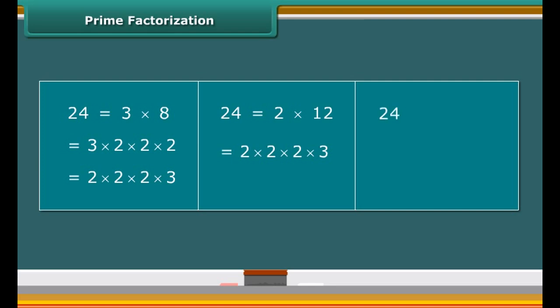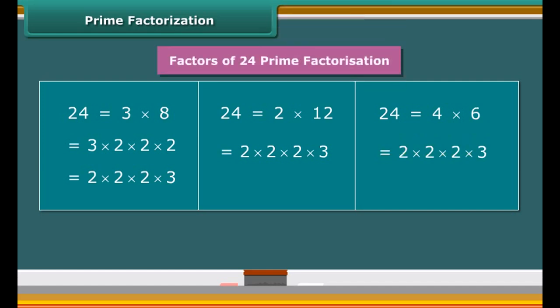One more way in which 24 can be written is 4 into 6. The factor 4 can be further factorized as 2 into 2. The factor 6 can be further factorized as 2 into 3. 24 can again be written as 2 into 2 into 2 into 3. Thus, in all the factorizations of 24, we ultimately arrive at the factorization 2 into 2 into 2 into 3. In this factorization, the factors involved, 2 and 3, are both prime numbers. Such a factorization of a number is called prime factorization.